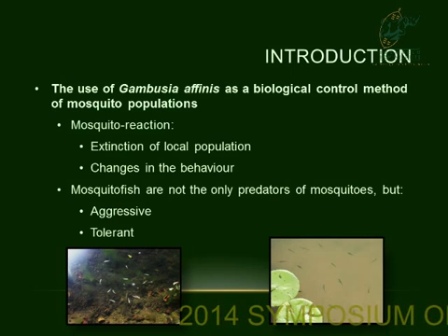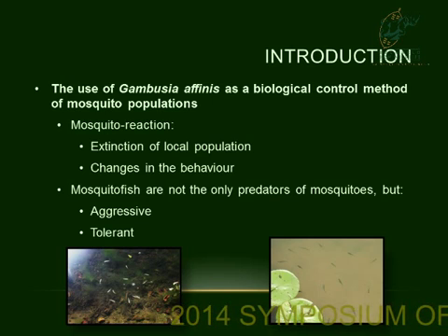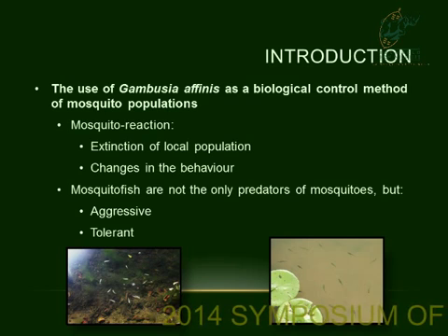The mosquito fish are not the only predators of mosquito larvae or aquatic stages, but they are often used due to their aggressive predatory nature and highly tolerant nature, allowing them to survive and establish populations in almost any standing body of water.